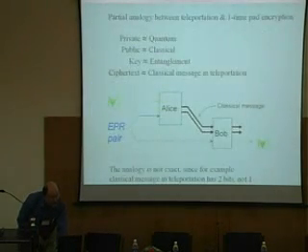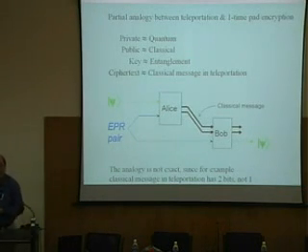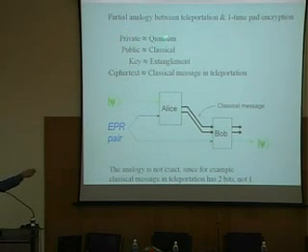And so you might say teleportation is a little bit like the one-time pad encryption scheme. The private information is a little bit like quantum information. Public information is like classical information. The key is like the entangled pair of particles. And the cryptogram, the ciphertext, is like the classical message in teleportation.